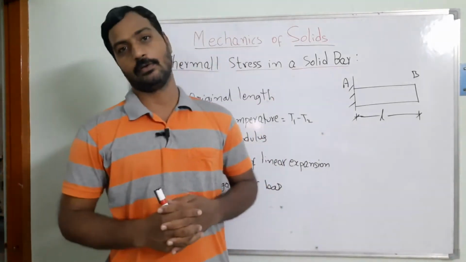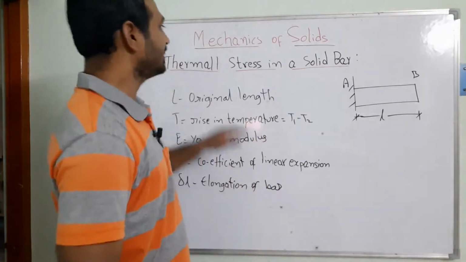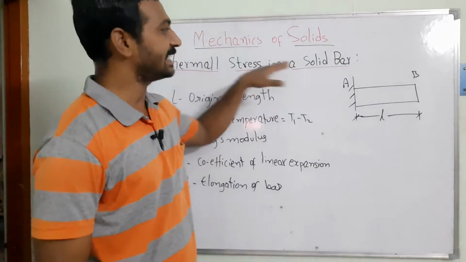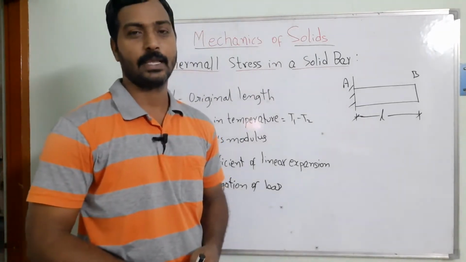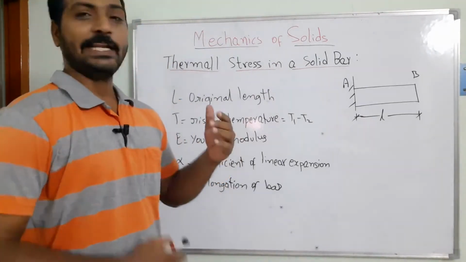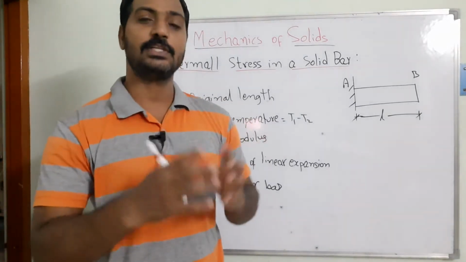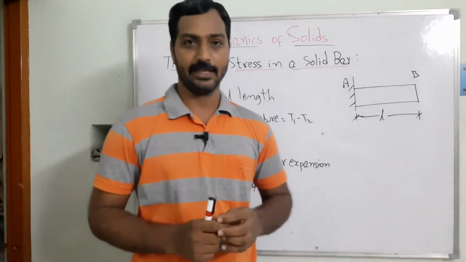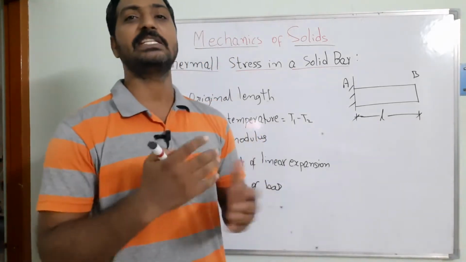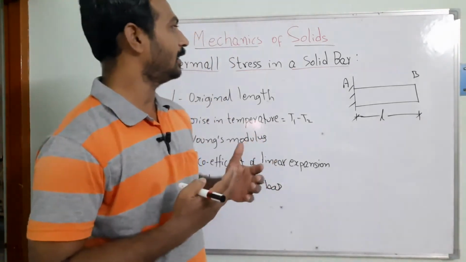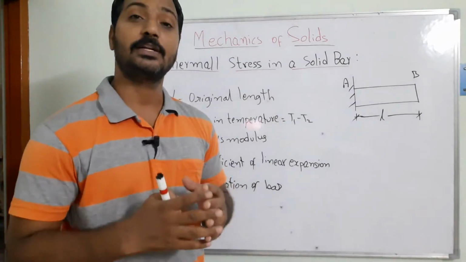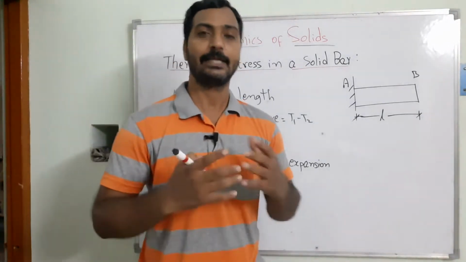In this video lecture, we are trying to learn what thermal stress is and how it affects a solid bar. As we know, when the temperature is rising and falling, we call this situation a temperature gradient. If the temperature gradient is varying, then automatically the solid member is going to be subjected to a certain kind of expansion and contraction.